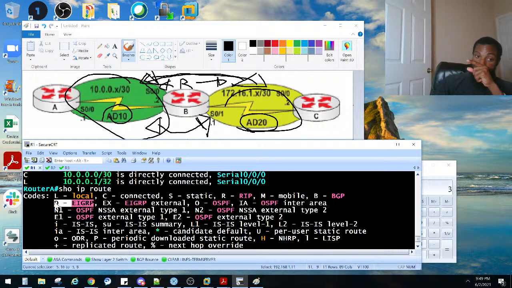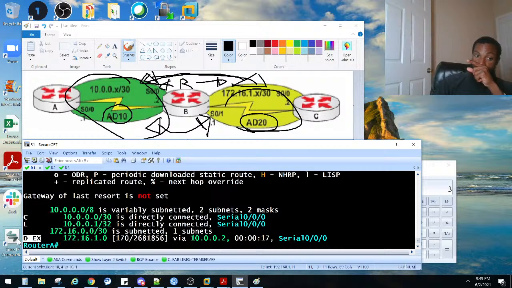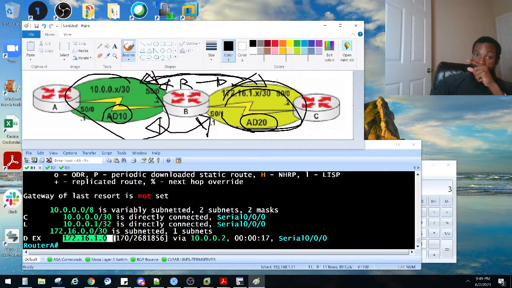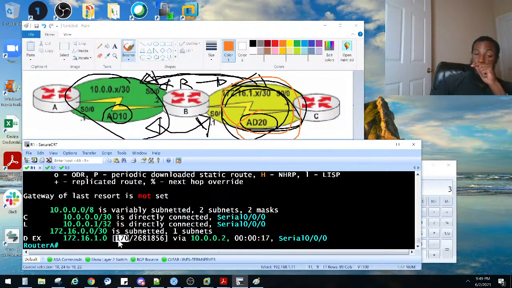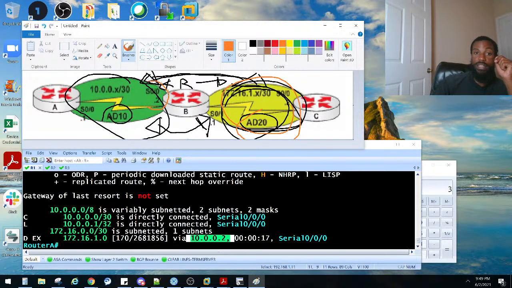So D for EIGRP, it is an external EIGRP route. That's what the D and the EX means. That's the 172.16.1.0 network, right? This right here, that guy right there. 170 is the administrative distance, and that's the metric. We can get there through 10.0.0.2, which is this network right there, right?